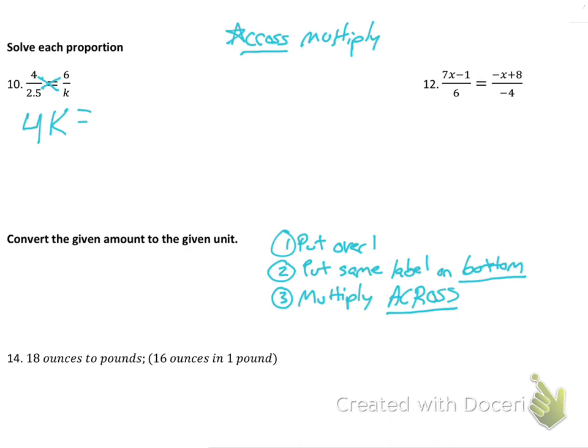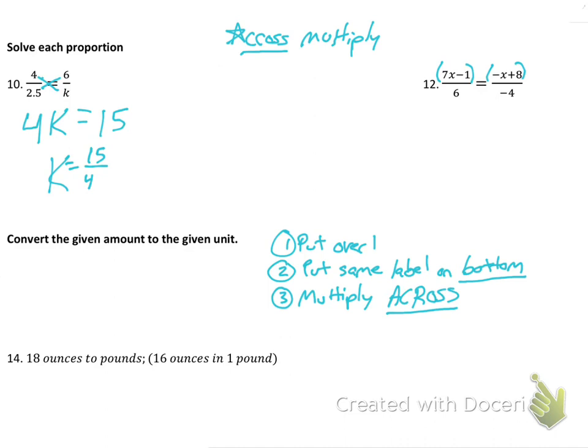So that's going to be 4k is equal to 15. All I do is divide by 4 on each side, and I get k is equal to 15 over 4. Same thing with this, except remember I have to keep my parentheses here.